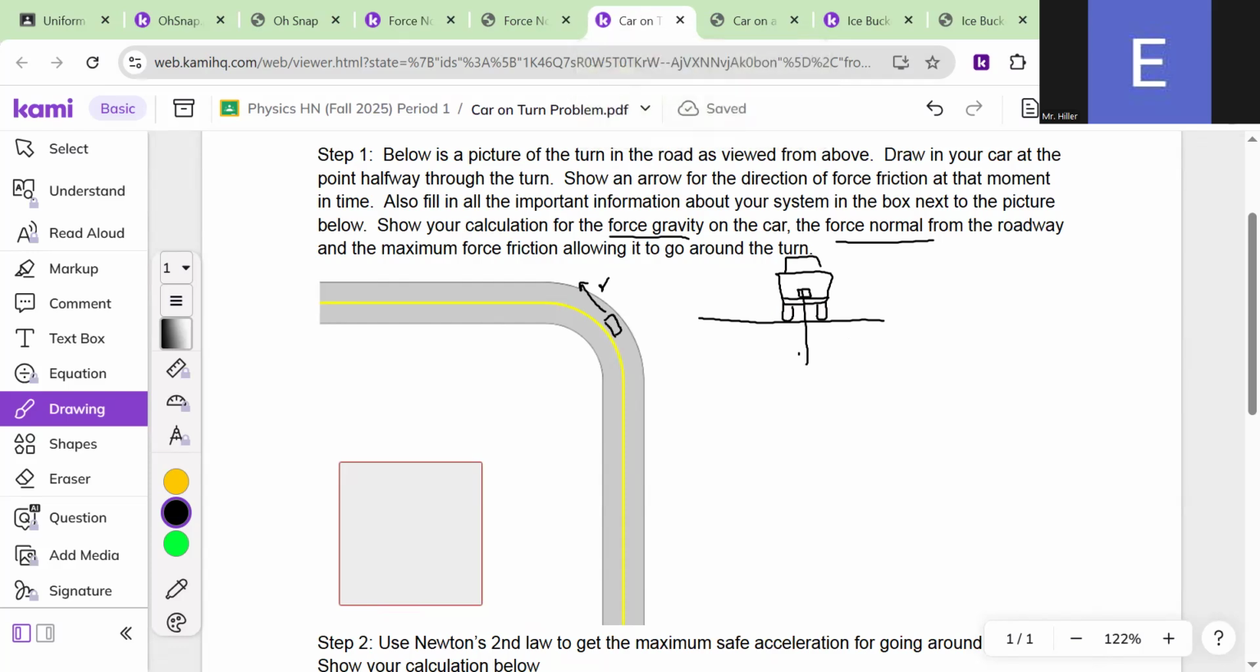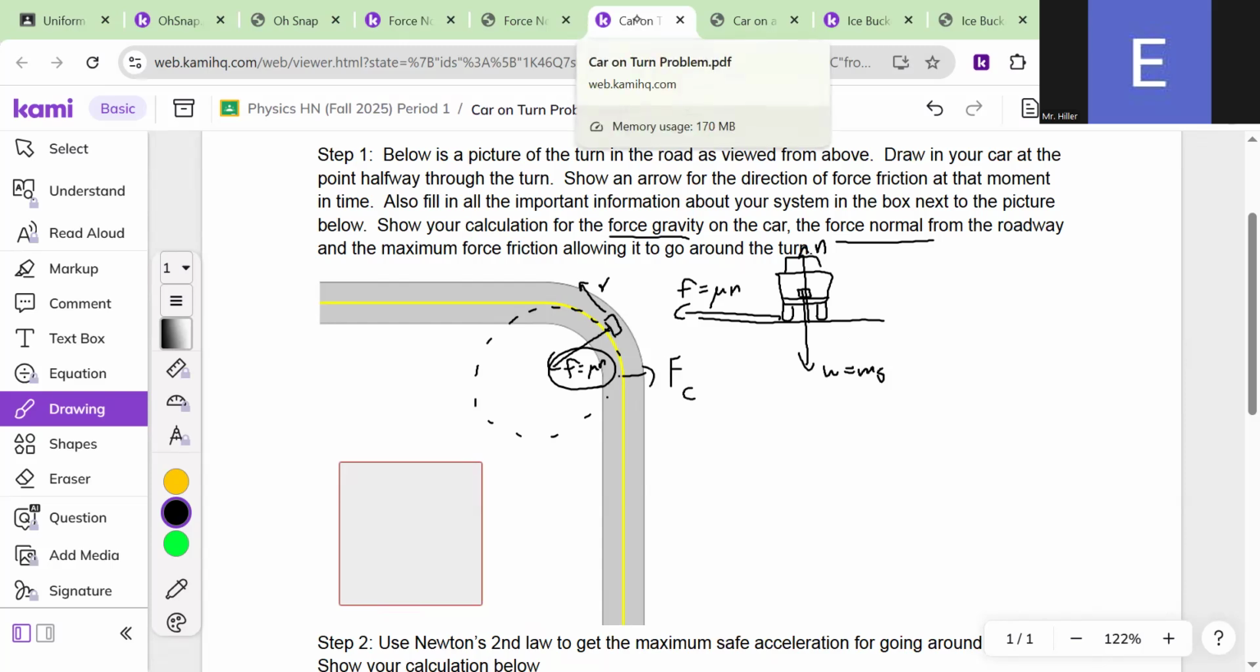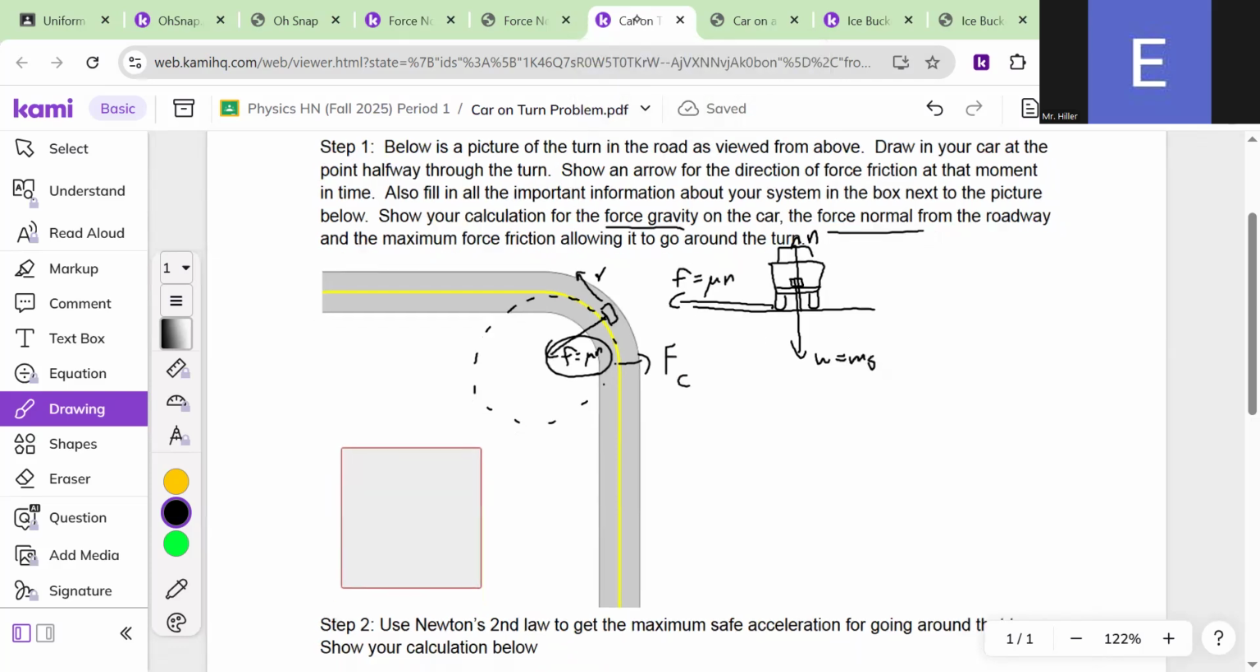Well, I would have the weight of the car going down. I would have the normal force balancing that going up, and I would have the friction from the tires pointing in to the center of the circle. That's exactly what I'm drawing here, is the friction. You do see that this right here is just part of the curvature of a circle. So friction is my causing force of curvature, my centripetal force. Okay, so that's what I need to set up this problem.